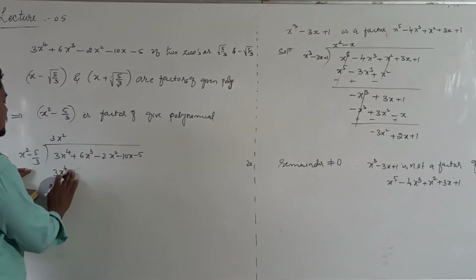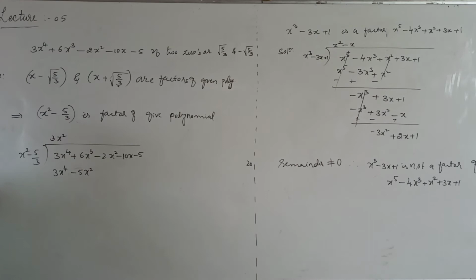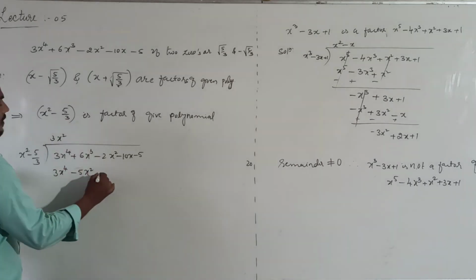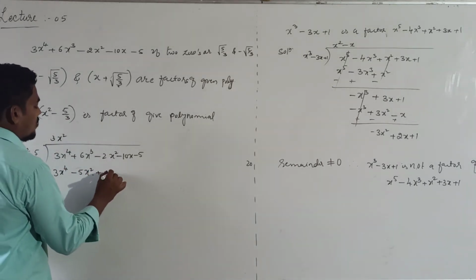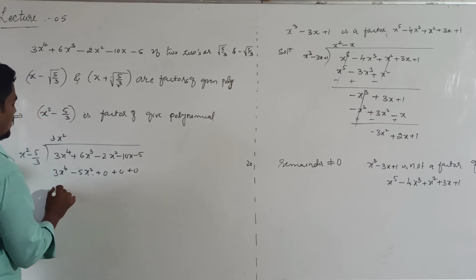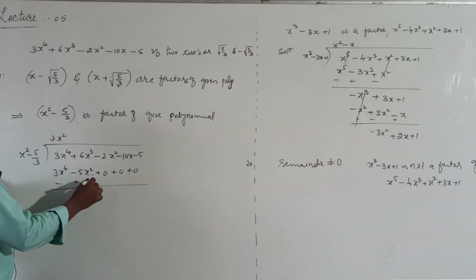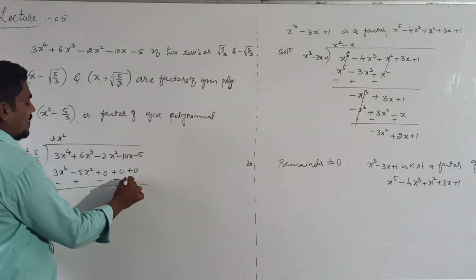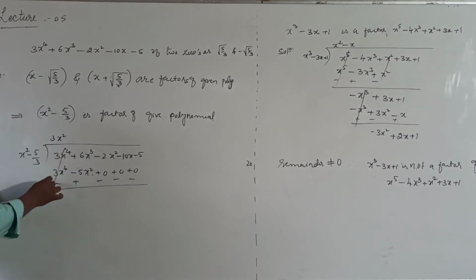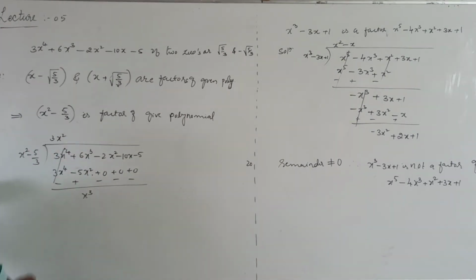That is minus 5x square, because 3 multiplied by 3 gets cancelled. Means take plus 0 plus 0 plus 0. After that, just reverse the signs. Positive, negative, negative, negative. Now these two terms will get cancelled. It will be x cube.